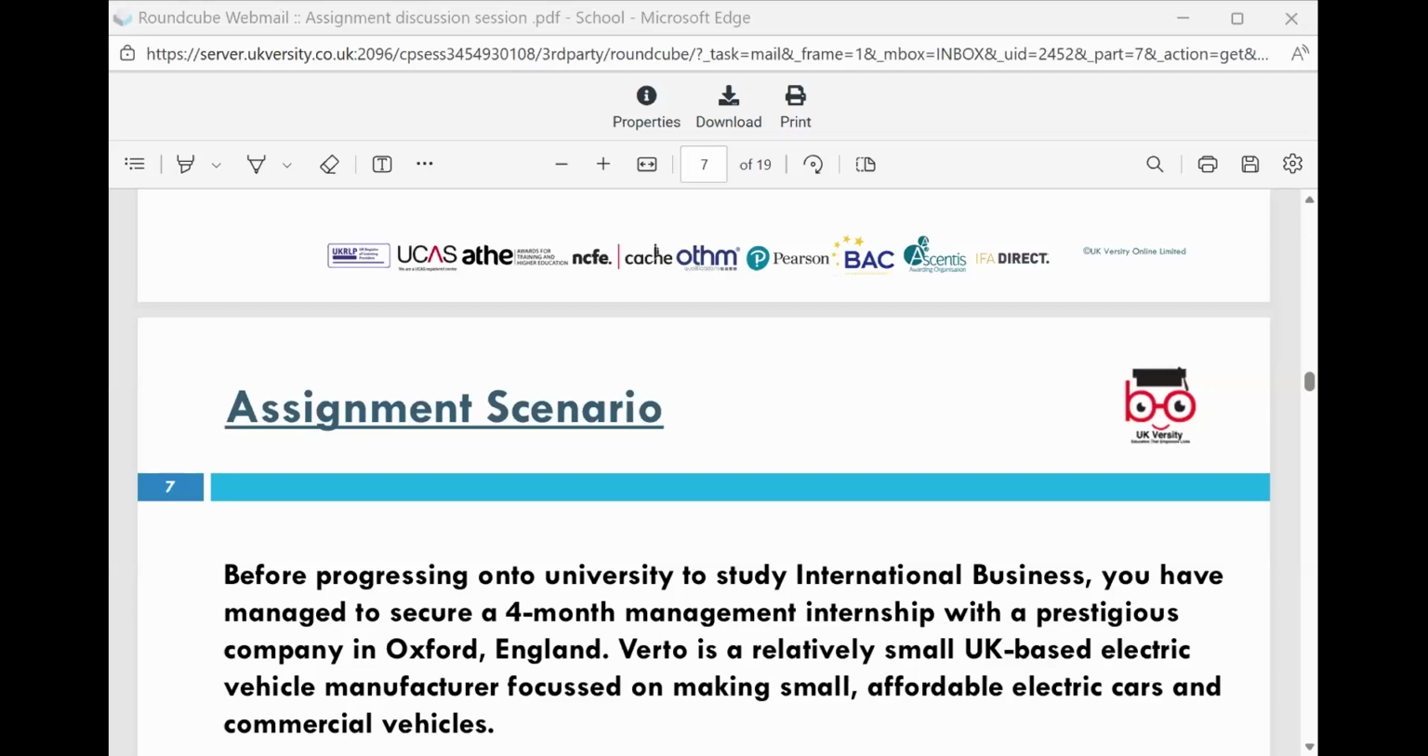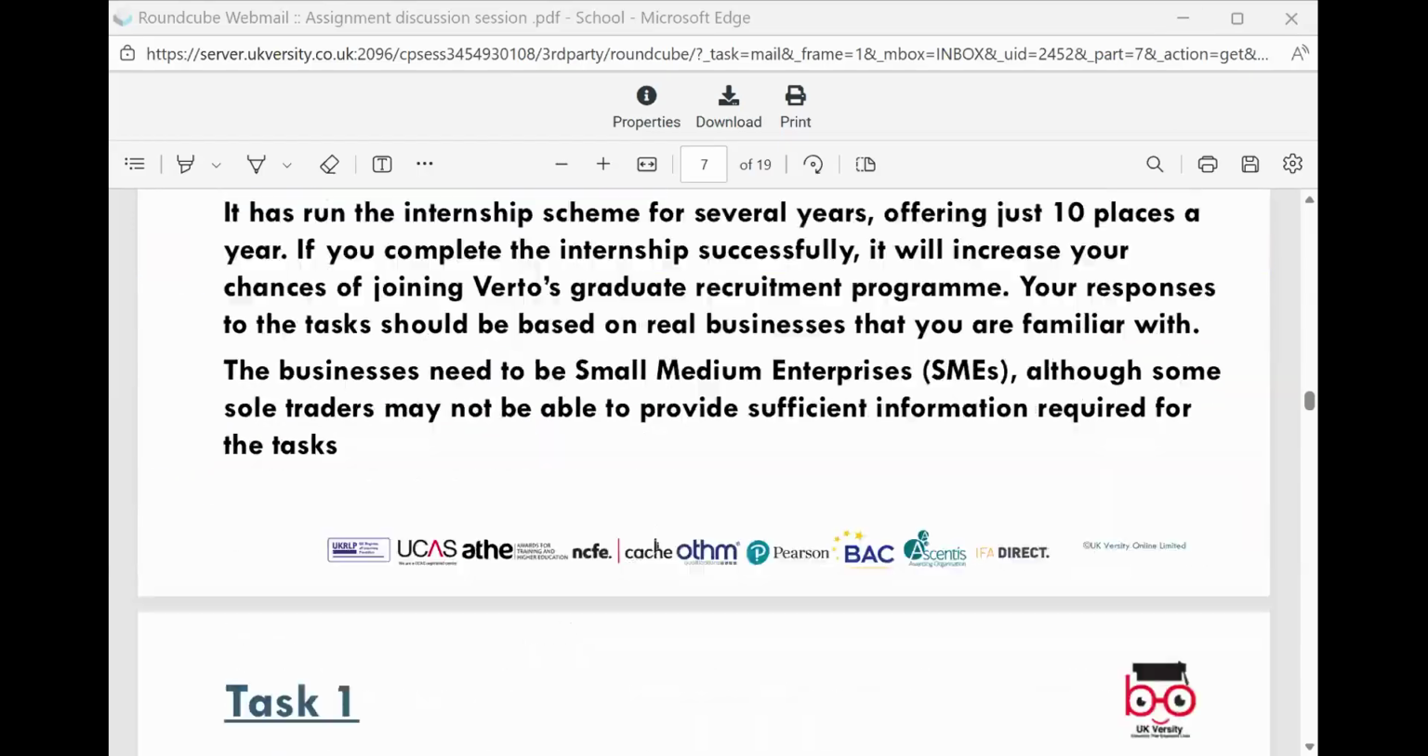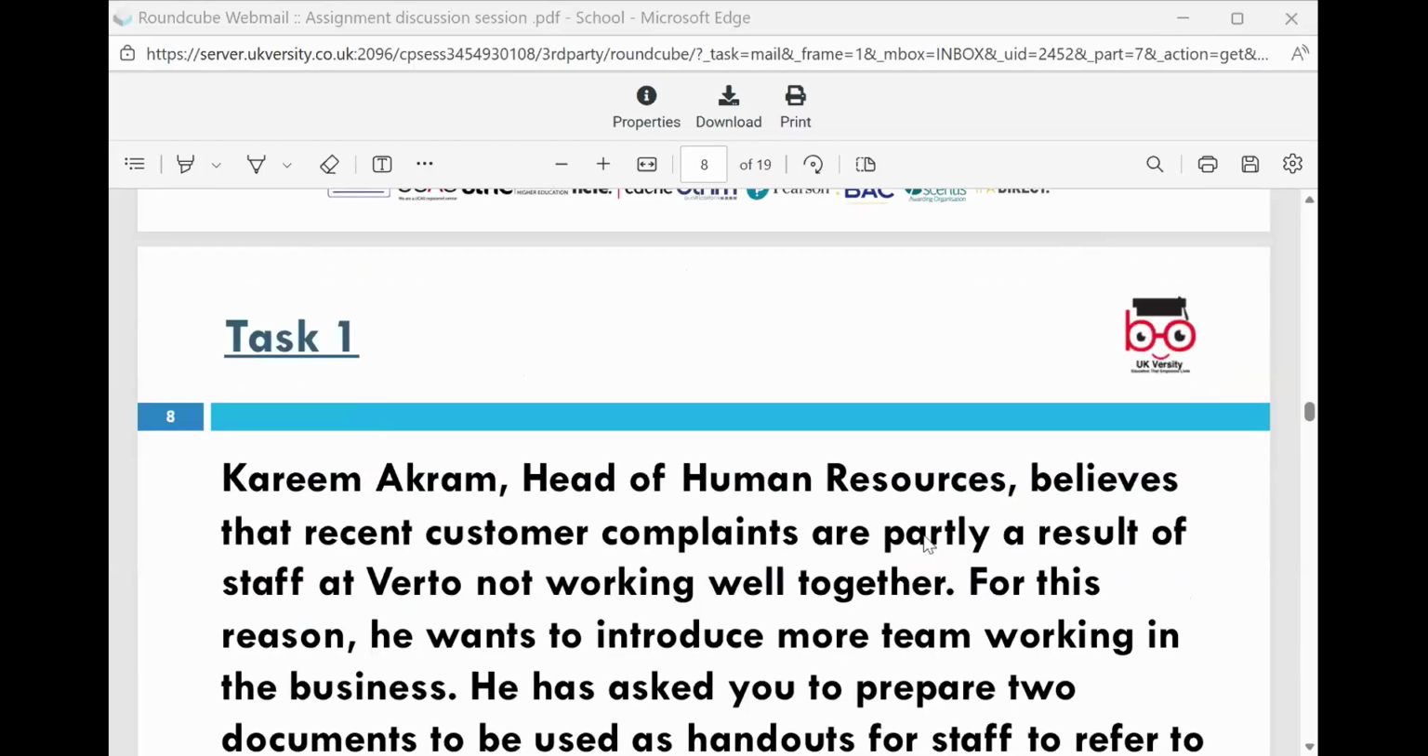businesses that you are familiar with, and the business needs to be a small or medium enterprise, although some sole traders may not be able to provide sufficient information when it comes to giving information out. So you need to make sure you're looking at that. So this is the scenario that is expected of you to look at, and then these are the tasks.